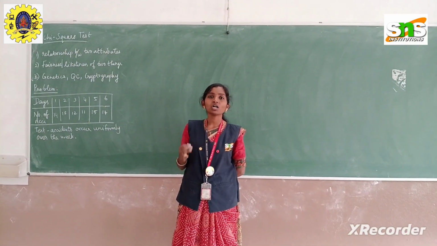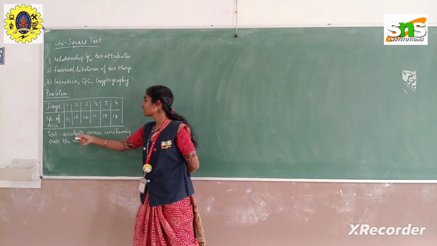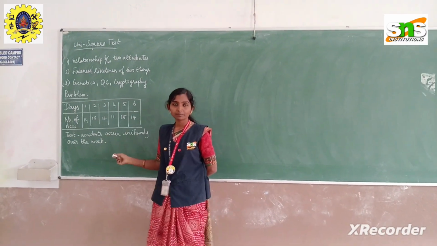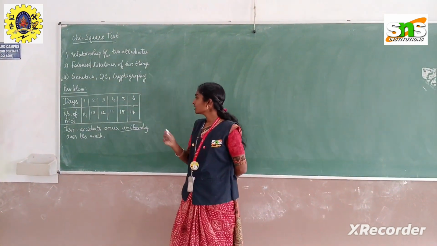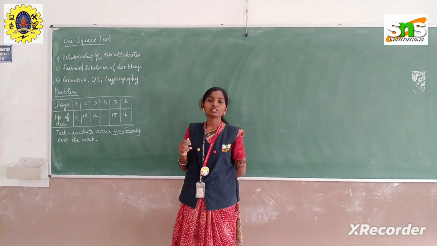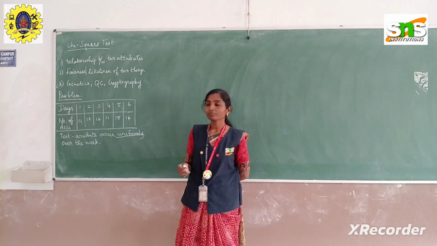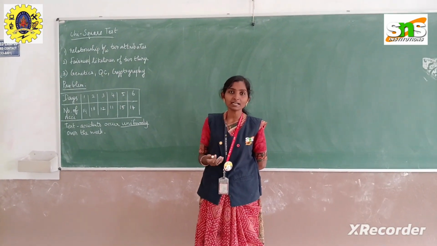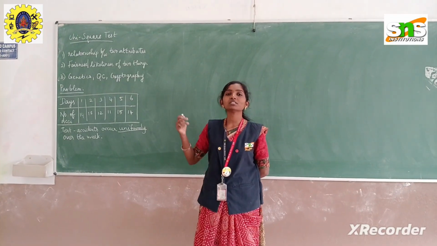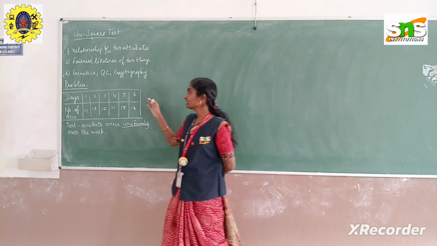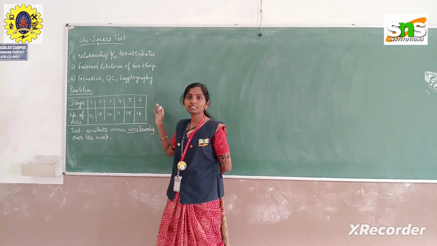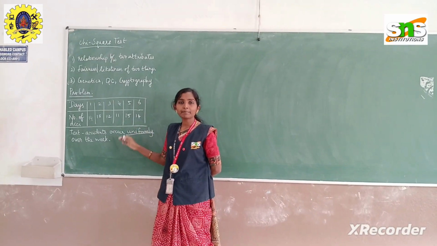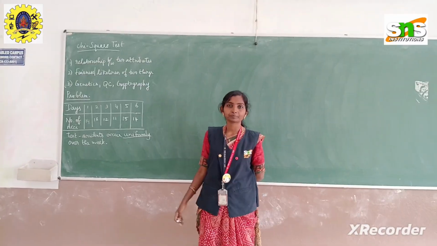With this data, what we are going to test is whether the number of accidents occur uniformly over the week. So this is the particular word by which we identify that we should use only the chi-square test. Uniformly distributed means it indicates that we have to use chi-square test for this particular problem. So we are given the data for the number of aircraft accidents happened in the week, and with that data we are going to test whether the accidents happened uniformly over the week.